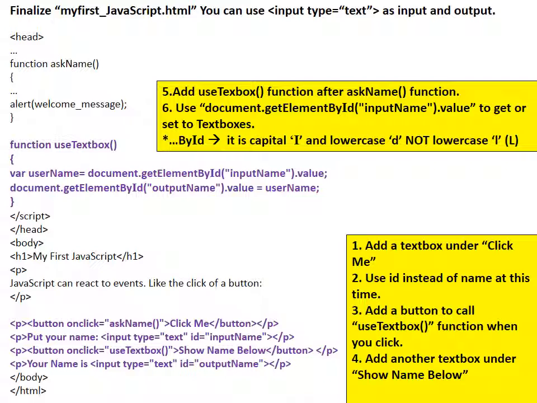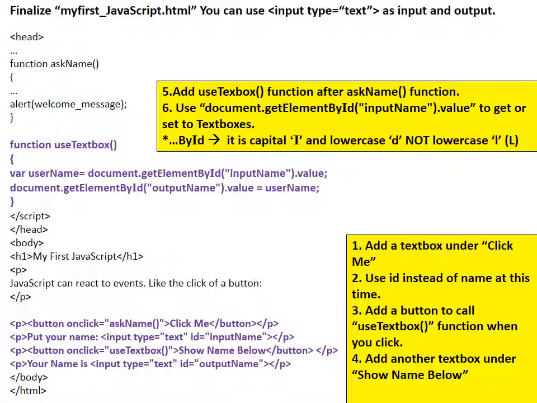In this slide, you will finalize my first JavaScript.html. One, add a text box under click me. Two, use ID instead of name this time. Three, add a button to call the use text box function when you click. Four, add another text box under show name below. Five, add the use text box function after the ask name function.